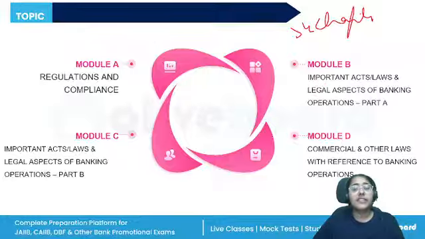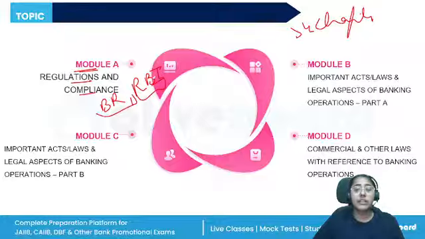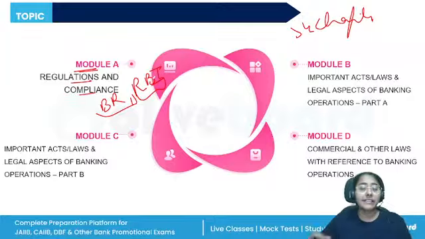First we have Module A, which is compliance and regulations. There are 7 units in Module A, mostly related to the Banking Regulation Act and the RBI Act. We will be covering the provisions for regulation of the banks, how RBI exercises its control over the organization of banks, whether the central government has any power, then the returns, winding up, mergers and acquisition of the banks, the NBFCs, financial sector legislative reforms, and the FSDC.